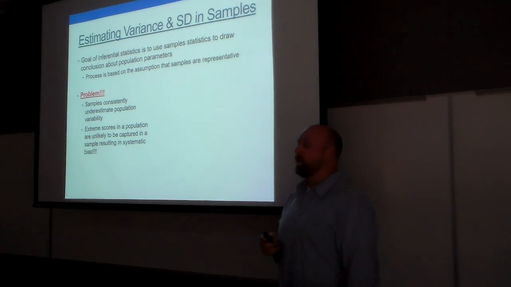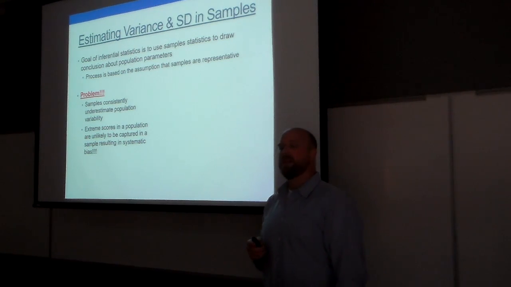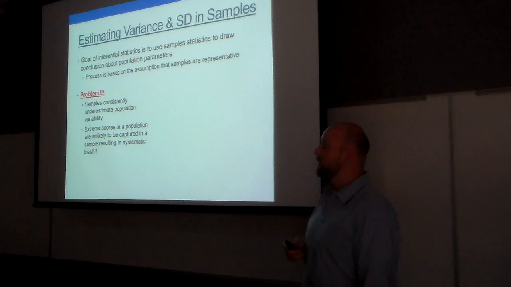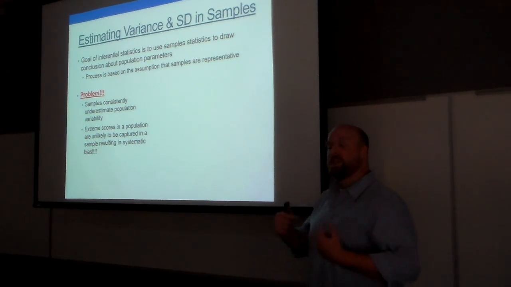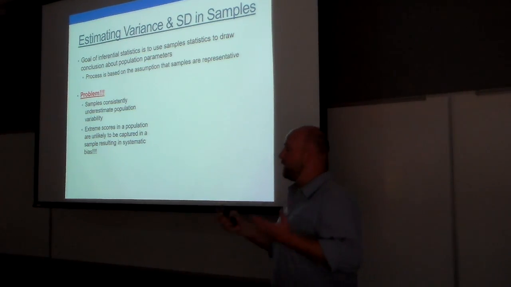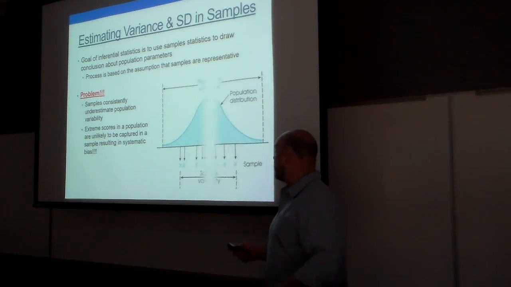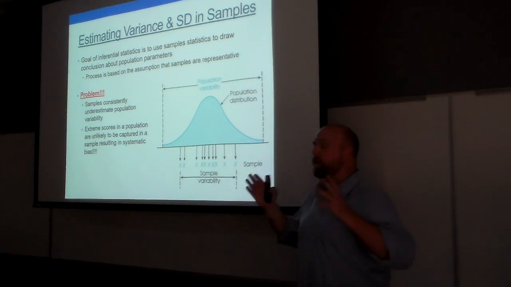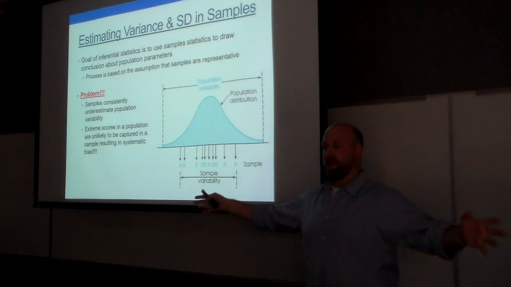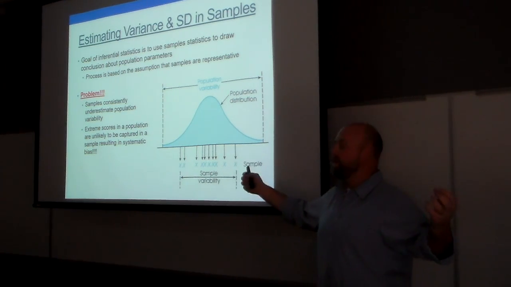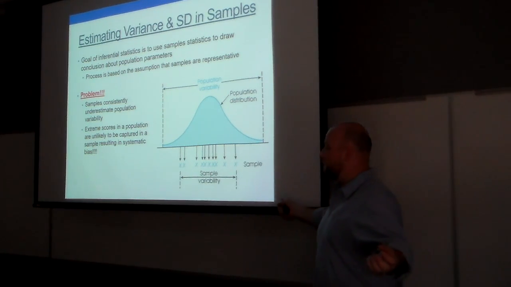I'm going to get a range of scores, but in that sample of 100, am I going to capture the tallest adult in the nation? Probably not. Am I going to capture the shortest person in the nation? Probably not. And so what ends up happening with our samples, if we're looking at variability, is we're systematically missing those extreme values, right? And these are real values in the population, right?